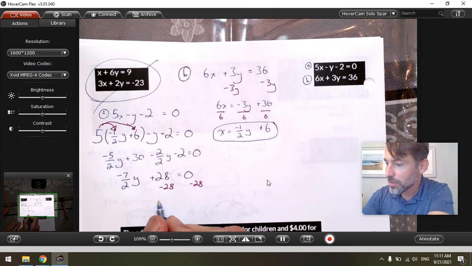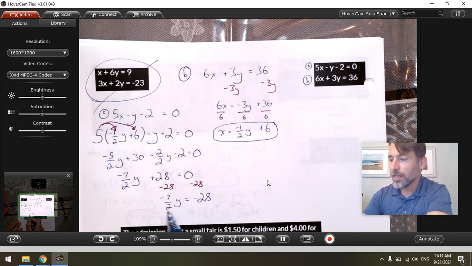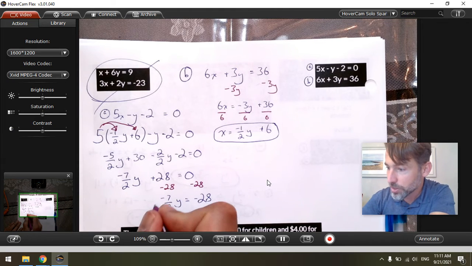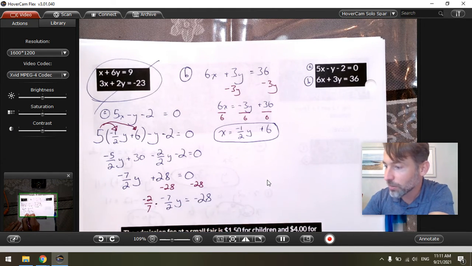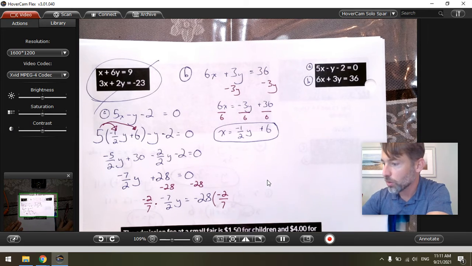Gives me negative 7 over 2y equals negative 28. Now remember yesterday where I said when you're multiplying by a fraction here, you can multiply by the reciprocal and make it 1. So I'm going to multiply both sides of the equation by 2 over 7. Actually, negative 2 over 7. Okay, so multiply by negative 2 over 7.